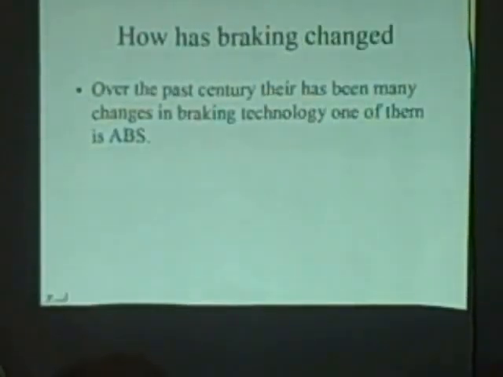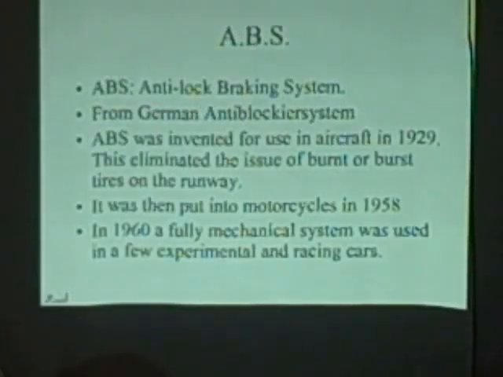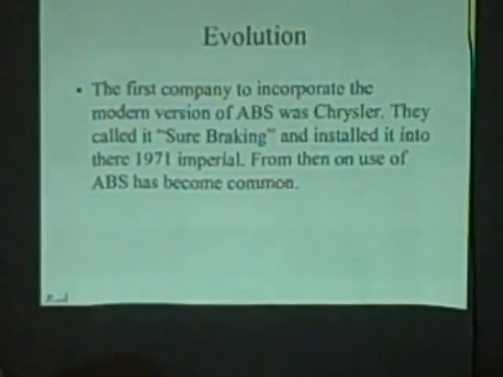How has braking changed? Over the past century, there have been many changes in braking technology. One of the most important ones is ABS. ABS was invented for use in aircraft in 1929. Eventually it was put into motorcycles in 1958, and was even tested in racing vehicles in the 1960s. Eventually, the Chrysler Corporation invented its own version of modern-day ABS. They called it Sure Brake.